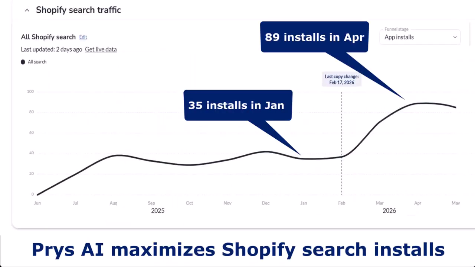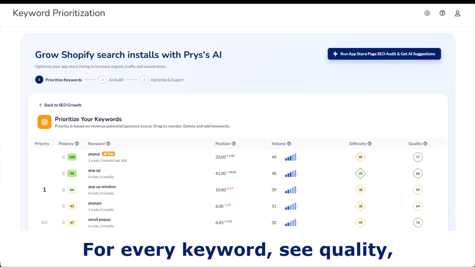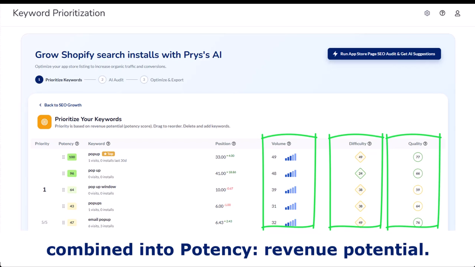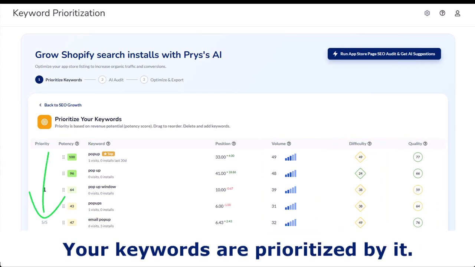Prys AI maximizes Shopify search installs. First, prioritize your SEO keywords. For every keyword, see quality, difficulty, and search volume, combined into potency, revenue potential. Your keywords are prioritized by it.